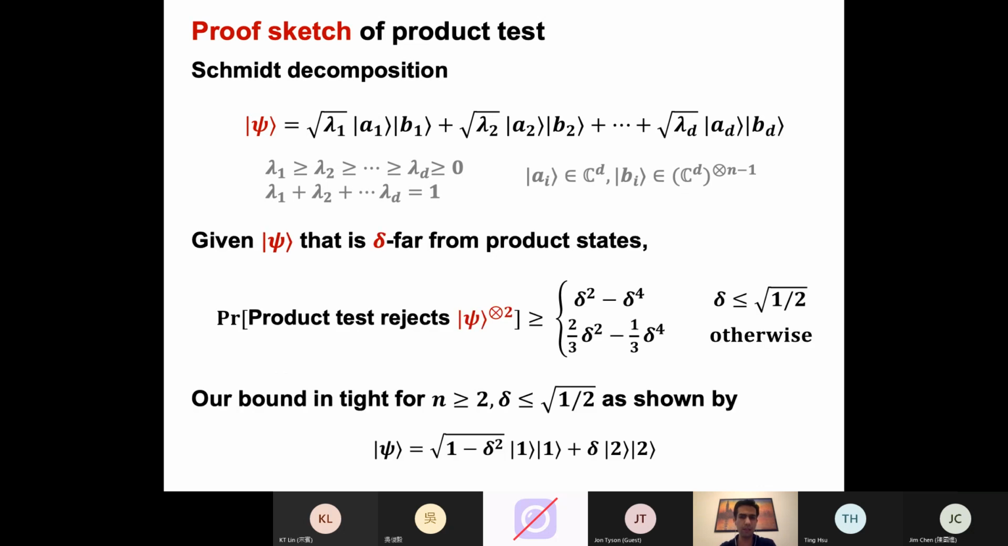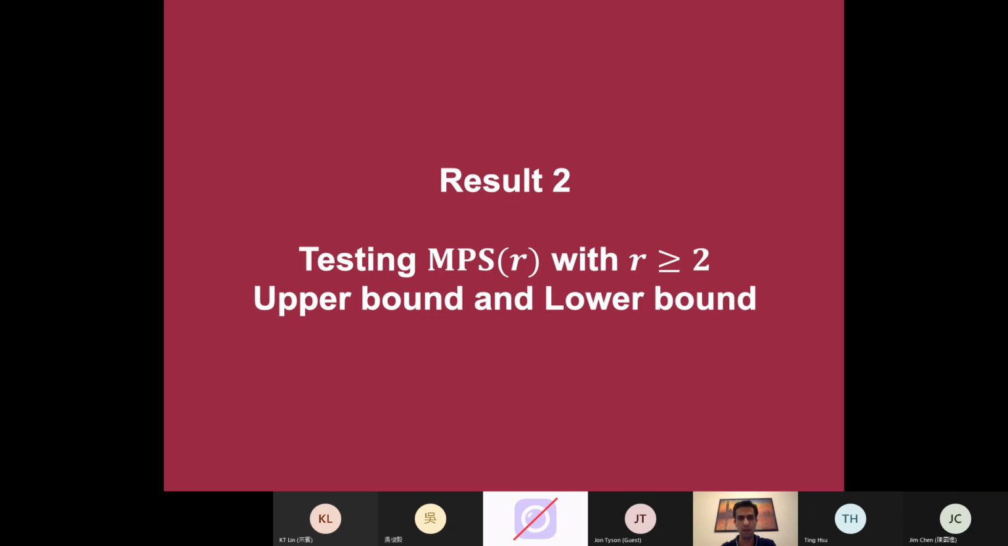So this rough idea can be made precise using an inductive proof. And by doing so, we get this upper bound on the acceptance probability of product test, which is in fact optimal for when the distance of psi is less than square root 1/2. And this is attained by this simple state psi on the slide. You can show this. So this settles the performance of product test in this regime of parameters. All right, so this was all about the case of testing MPS with bond dimension 1 for product testing.